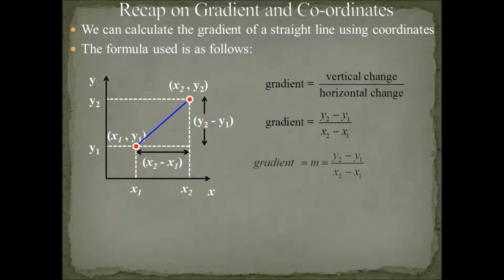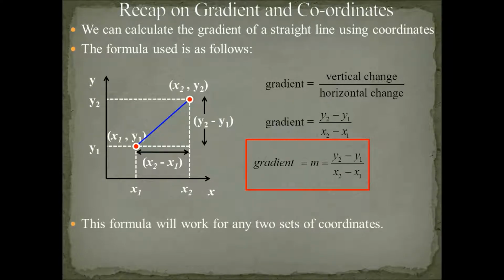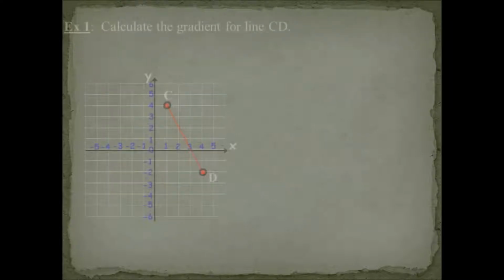We shorten gradient to m, and this is a standard formula that you will use a lot within your Higher course, so please be familiar with it. The key thing is this formula will work for any two sets of coordinates that lie on the straight line you're trying to find the gradient for. But remember, it only works for a straight line. We will cover ways of finding the gradient of a curve at a particular point, but that is another branch of mathematics. Please do not be tempted to use this formula to achieve that goal.